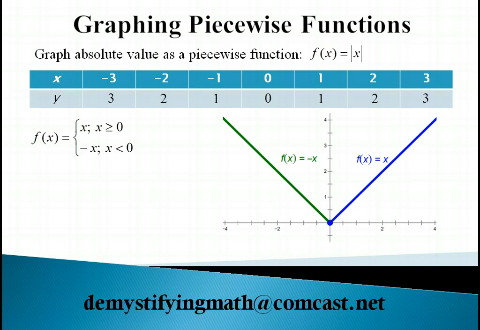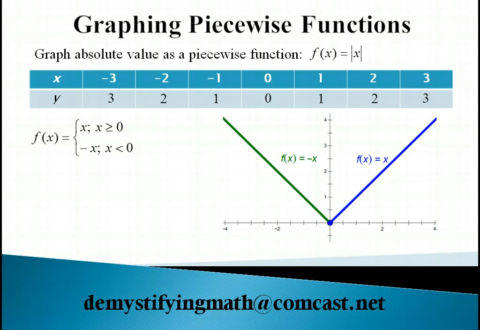So when we go ahead and plot this, we actually have two linear functions. The first one is y equals x. So we have our slope of 1 and our y-intercept is 0. For the second one, our slope is -1, and our y-intercept still would be 0, although it's not defined at 0 for that part of the graph.